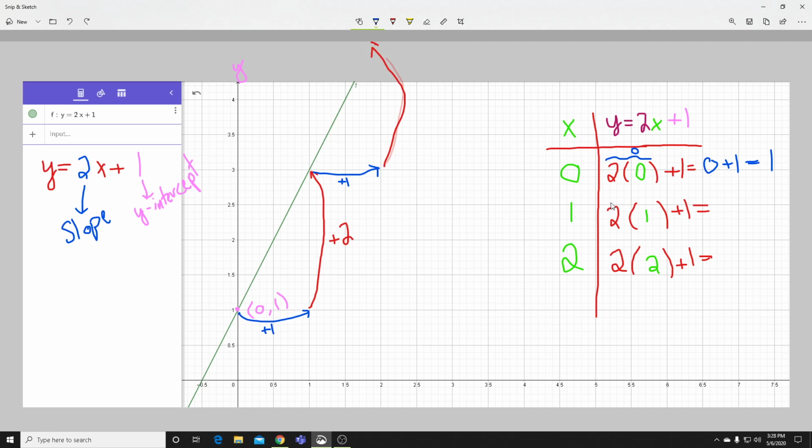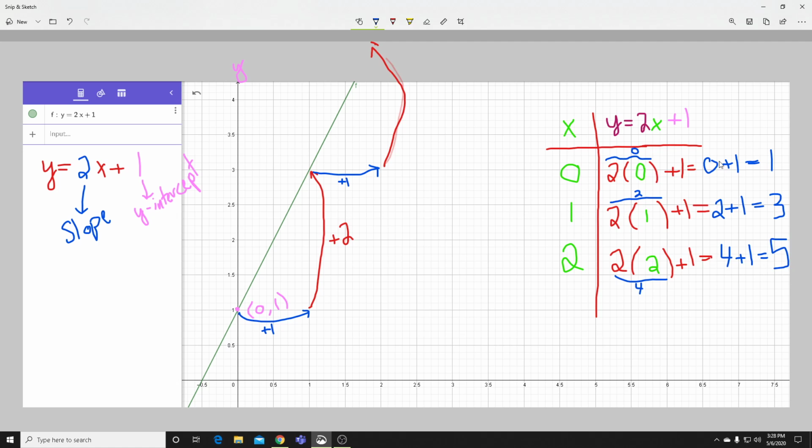Well, 2 times 1, we know that's 2. So we're going to get 2 plus our y-intercept, so plus 1. We'll get 3. And then down here we have 2 times 2, that's 4. 4 plus 1, 5. So you can see this is actually no longer proportional, right?